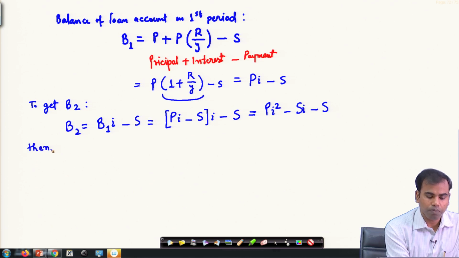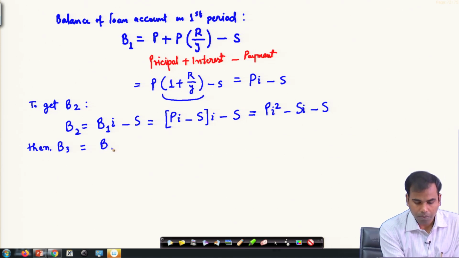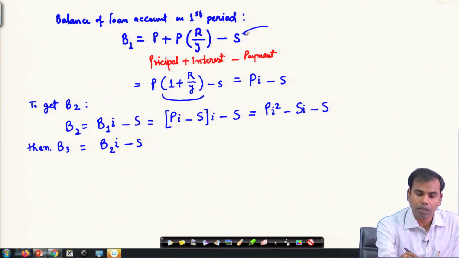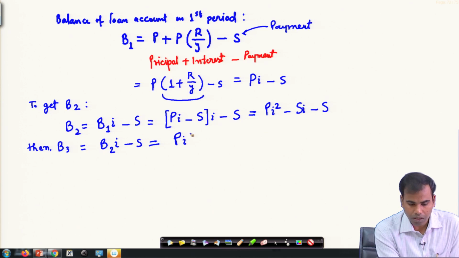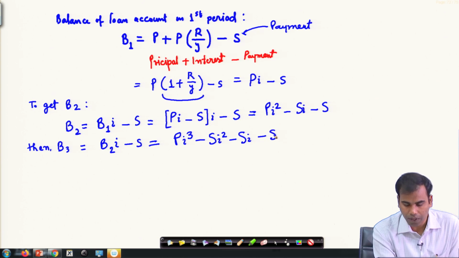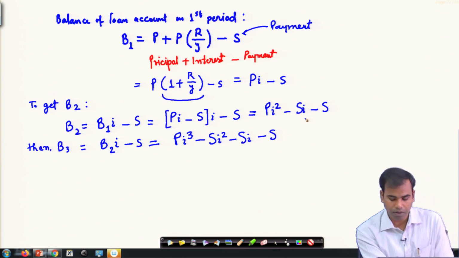if we go to B3, it will be B2 (I minus S), which is basically payment. Before you forget, this S is payment, which we have already defined, is equal to PI cubed minus SI squared minus SI minus S. We are extending the same argument here.